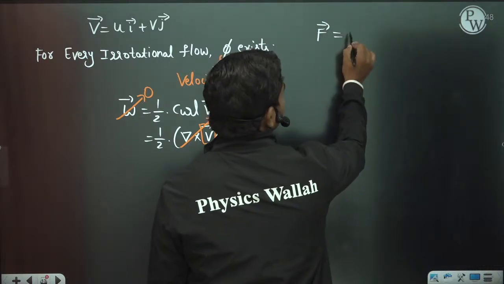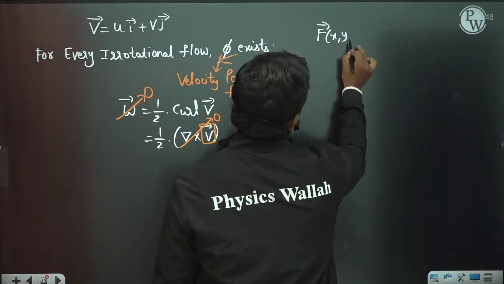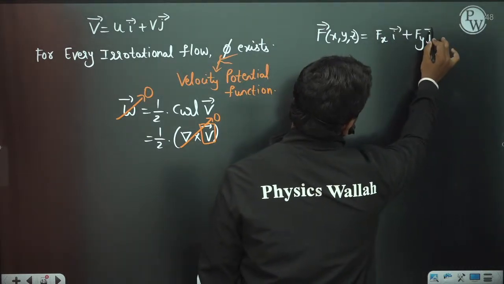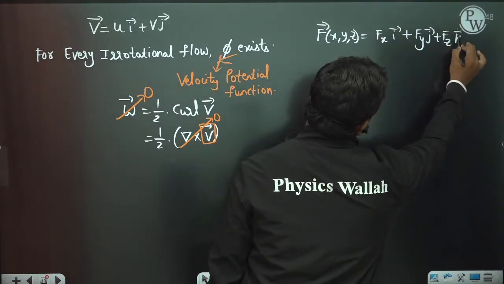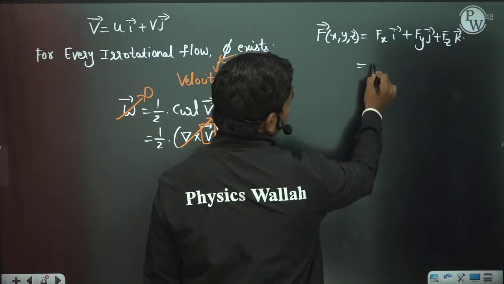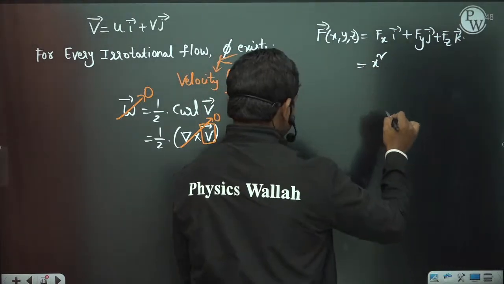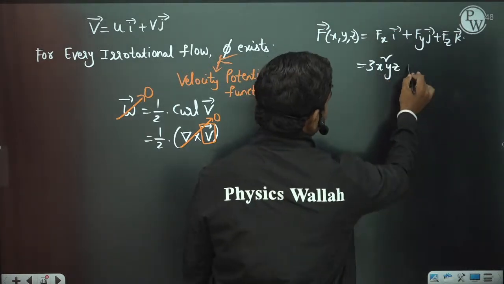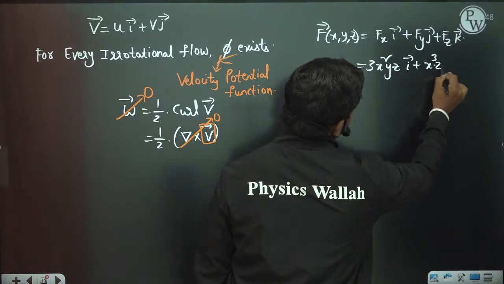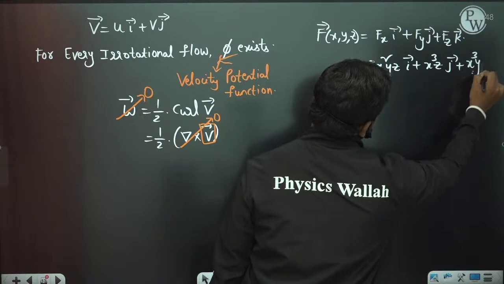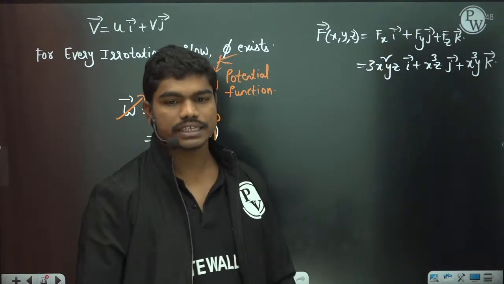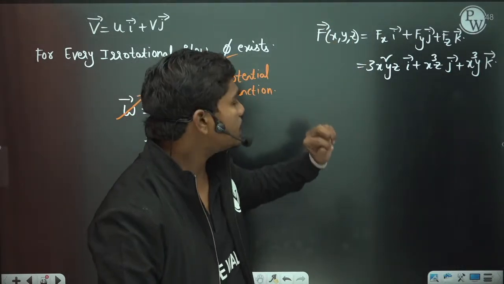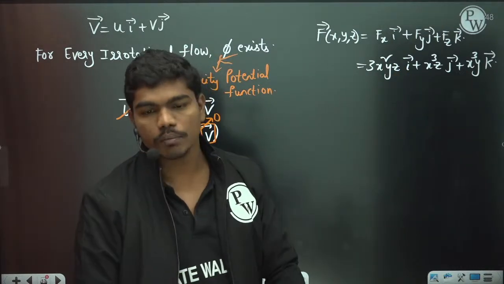Let us suppose you have some function f bar of x, y, z, equal to fx i plus fy j plus fz k, so the x, y, z components. Let this be 3x square yz times i bar plus x cube z j plus x cube y k bar. So let us suppose there is some vector point function like this. I am just giving you some mathematical help so that you can work out the things. So this is the u component, v component, and w component of this function.